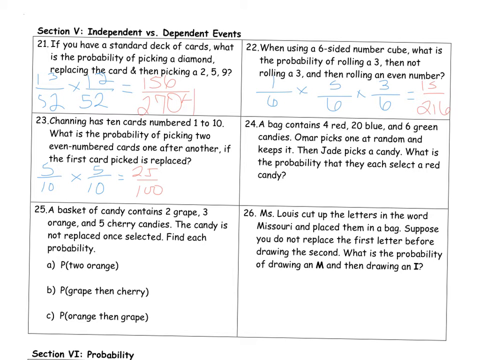24, a bag contains 4 red, 20 blue, and 6 green candies. Omar picks one at random and keeps it. Then Jade picks a candy. What is the probability they each selected a red candy? So Omar picks a red candy, so that is 4 out of 30. And he liked the red candy, so he kept it. That means for Jade, there's only 29 candies. And since Omar took one of the red, there's only 3 left. So we end up with 4 over 30 times 3 over 29, which is 12 over 870. In any of these cases that you want to simplify these, feel free, but you do not have to.